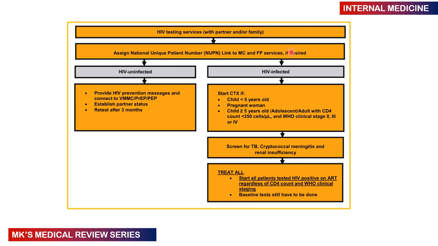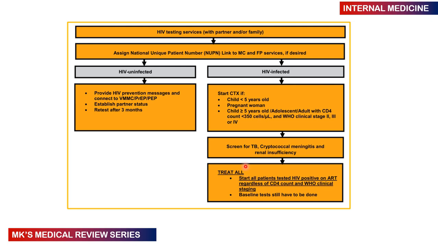Then, of course, if they are infected, we should start cotrimoxazole prophylaxis if it's a child less than 5 years, if they are pregnant, if they're a child greater than 5 years, an adolescent, or even an adult with a CD4 count that is less than 350 cells per microliter, or a WHO clinical stage 2, 3, or 4. In the first lecture that I talked about, we talked about the WHO clinical staging. So head over there if you've forgotten, to remind you of the clinical staging.